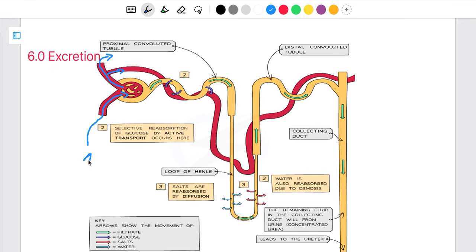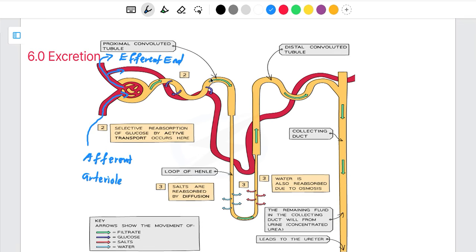Like this part here is called the afferent arteriole. The afferent arteriole. It's not the way we write arteriole. Let me just write it nicely. The afferent arteriole. And this one is called the efferent arteriole, or efferent end, if you want. This is the efferent end, and this is the afferent end. So you have to know this.